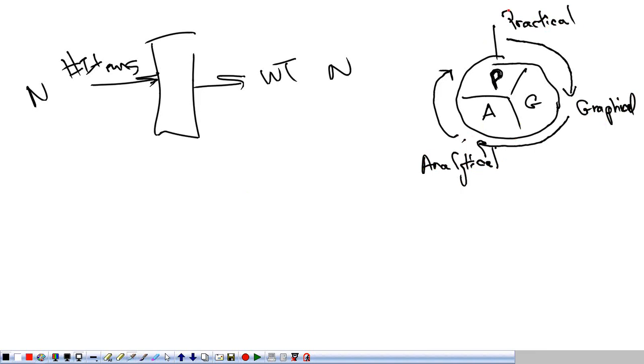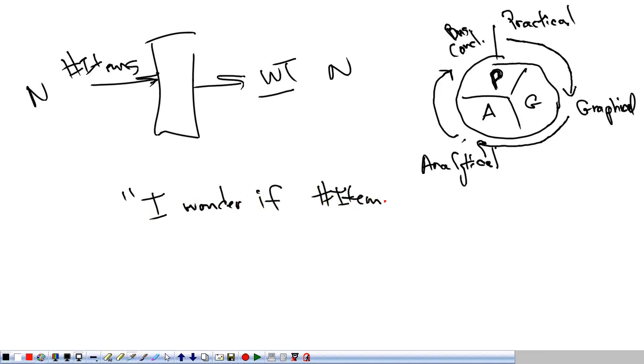So what we're doing is we're going to start from a practical question and we're going to end at a practical question. This is really the business conclusion. Let me do the example here and then we'll see how we do it over and over. We're looking at wait time in a supermarket based on number of items. The first P right here is, I wonder if number of items drives wait time. Or, if we're going to make it a question, does number of items drive wait time? That's our practical, our first P.